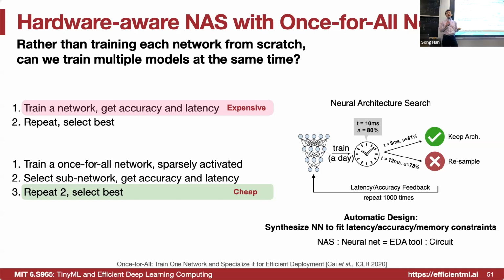What if we have a new hardware platform? We just redo this search rather than having to redo the training. Such an automatic design process can synthesize a neural net to fit particular latency, accuracy, and memory constraints. It's like an EDA tool for circuits. So this is neural architecture search for neural nets. Now we train it, evaluate whether it's good or not, and either keep it or resample it. So that's the traditional way.